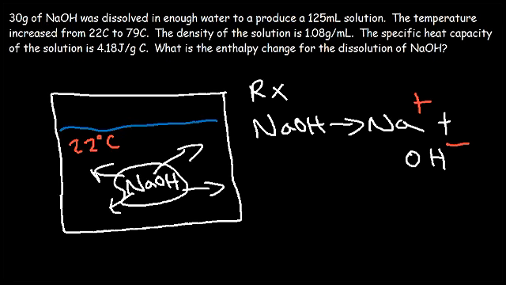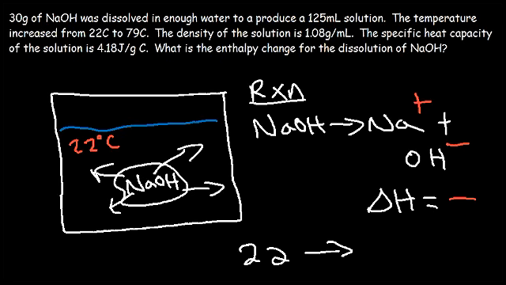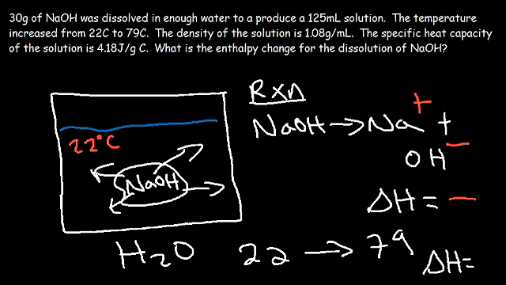So let's say the reaction is the system. Sodium hydroxide loses energy as it breaks up into ions. As it releases energy, water, which is the surroundings, absorbs that energy. So the temperature of the water goes up from 22 to 79. So for H2O, the process is endothermic. But the reaction, the dissolution of NaOH, is exothermic. So make sure you see the difference between the two.